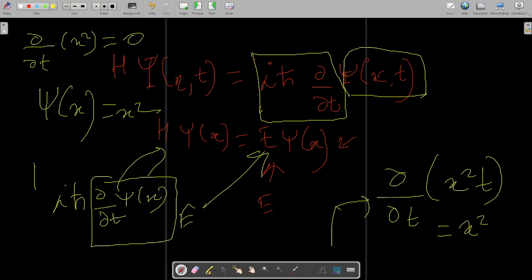It is equivalent to taking the derivative of a constant. So that's why in the first equation I have used iħ ∂/∂t, and in the second equation, as it is independent of t, that's why I have used E instead of iħ ∂/∂t. So this is the thing which you will have to remember.